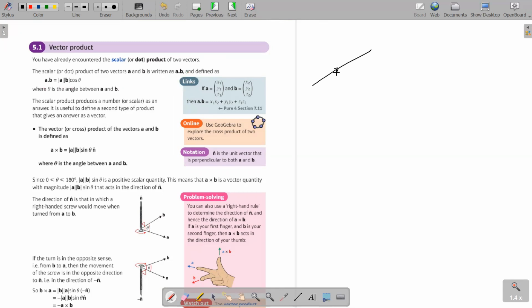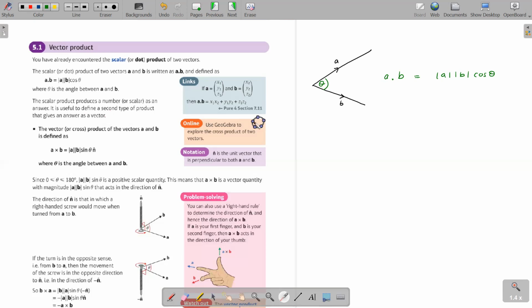If you have two vectors A and B, and the angle between the two vectors is theta, A dot B is found as modulus A into modulus B into cos theta. This is the formula you learned in P4. The scalar product gives a number, and it's useful to define a second type of product that gives an answer as a vector. So in the P4 book we learned how to find the scalar product.